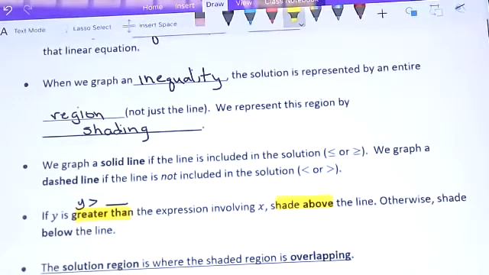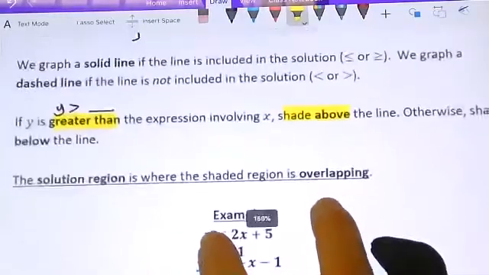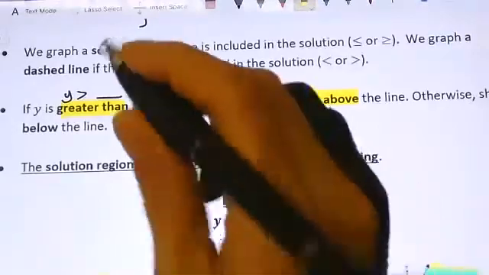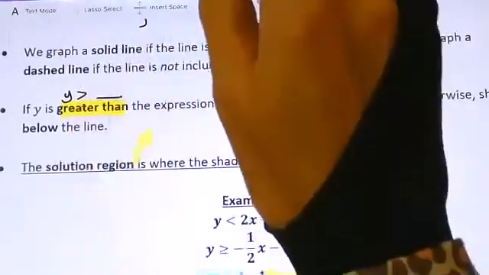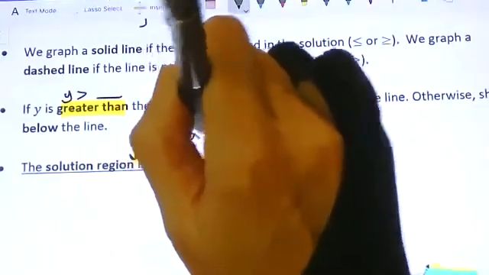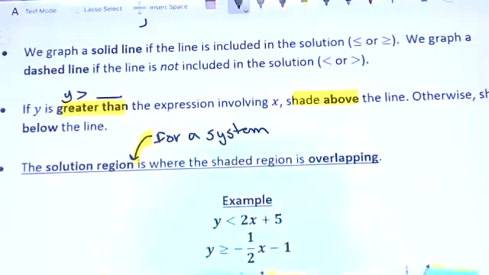Otherwise, that would mean if y is less than, you shade below. Okay? Now, the solution region is where the solutions lie. So when we are doing a system, the solution region, and we should have said here, for a system, which means that you're graphing more than one, is where the shaded region overlaps.